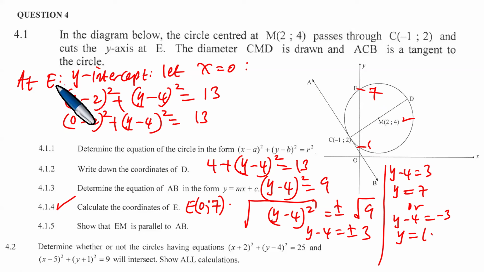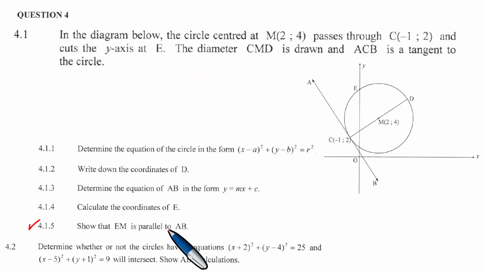And therefore, at E, we're dealing with the y-intercept, and let x be 0. And we use the equation that is associated with that. So in this case, it is the equation of the circle, and x is 0, and we're able to get y. And therefore, we get everything that we need there. Okay, we continue now to solve the next problem. Right, so we look at 4.1.5.